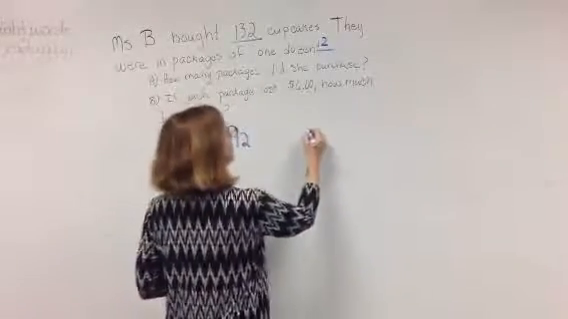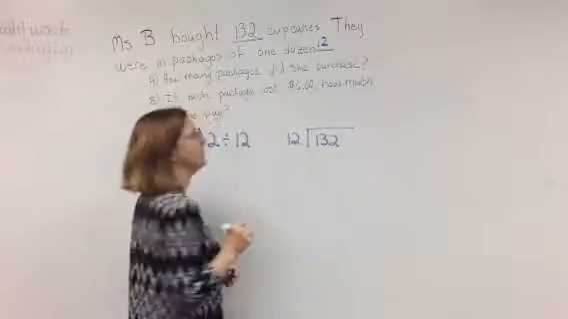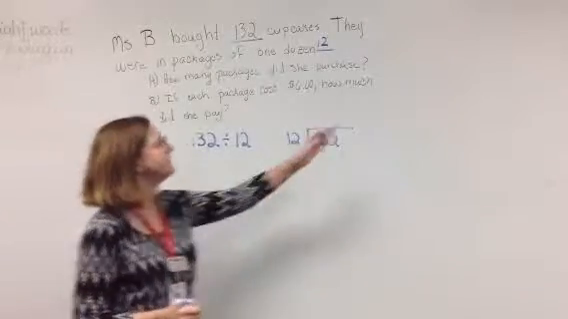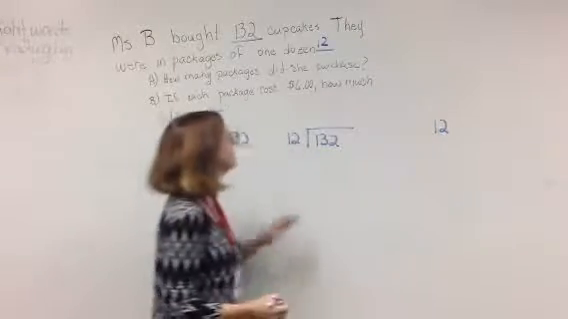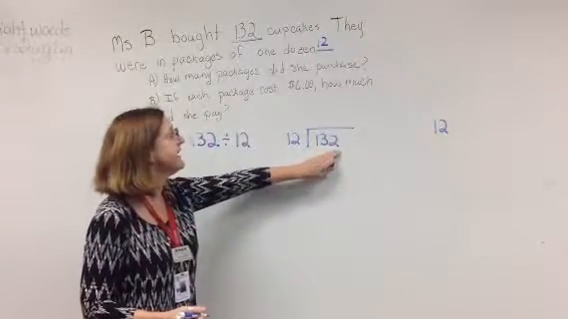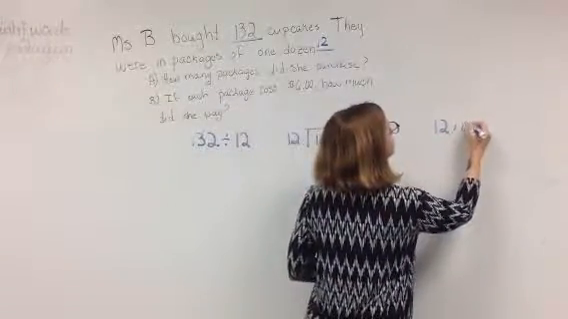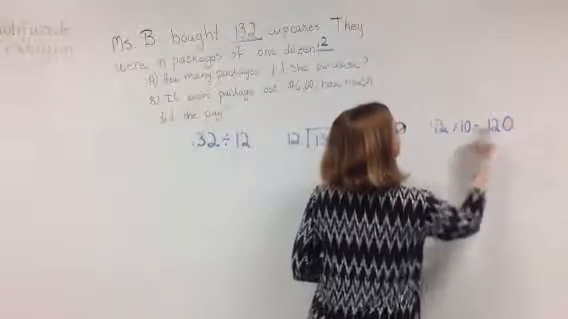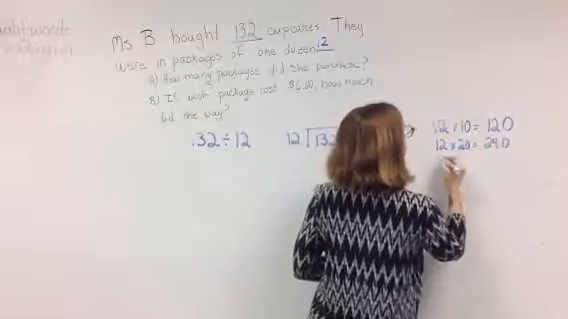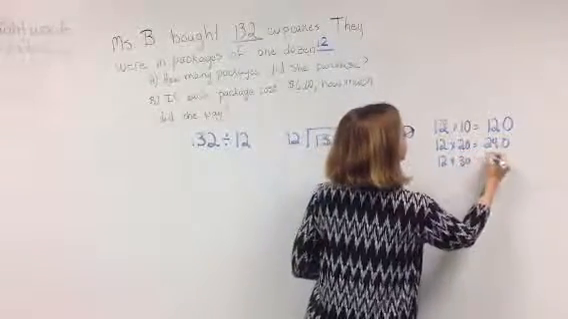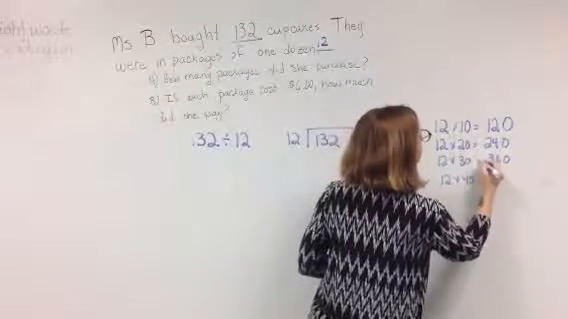That also can look like 132 divided by 12. The first thing I'm going to do is set up my table on the other side. Now, because I'm dealing with 100, I'm going to start off by tens. So I'm going to say 12 times 10 is 120. 12 times 20 is 240. 12 times 30 is 360. 12 times 40 is 480.